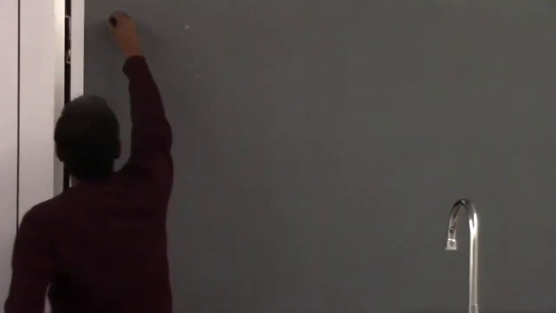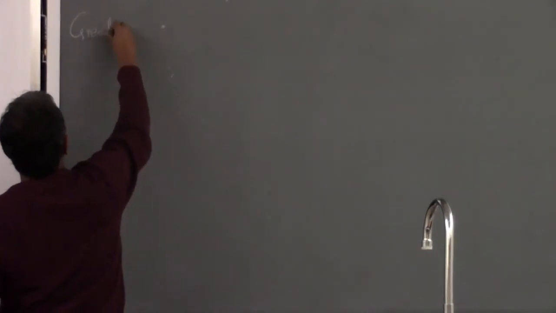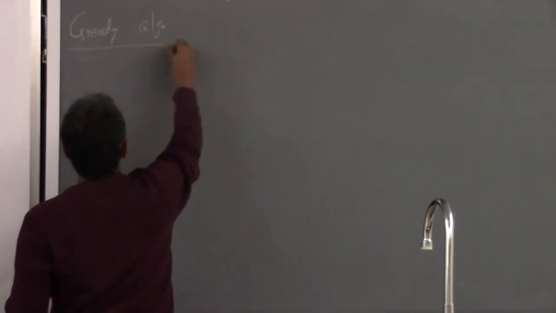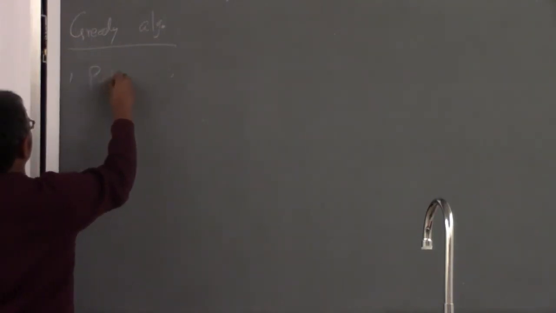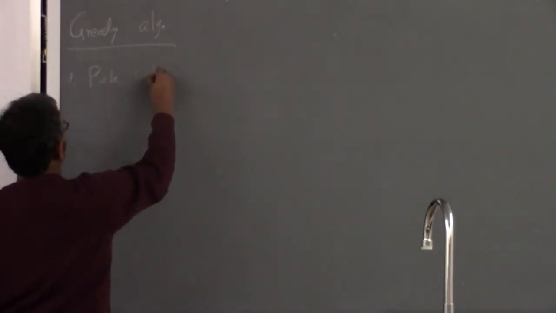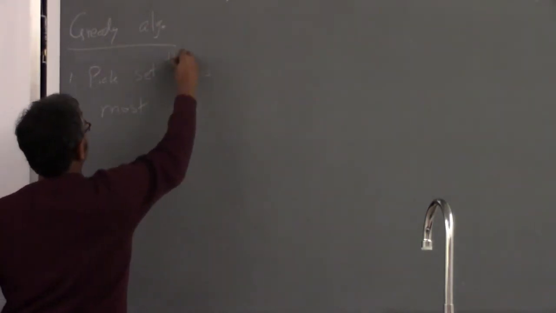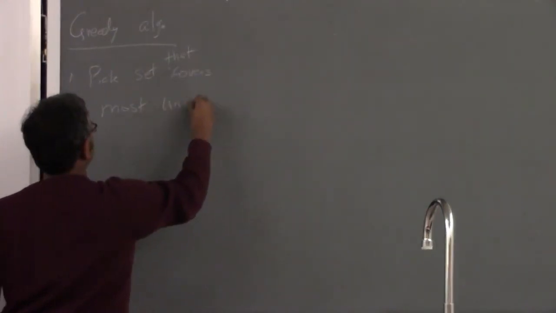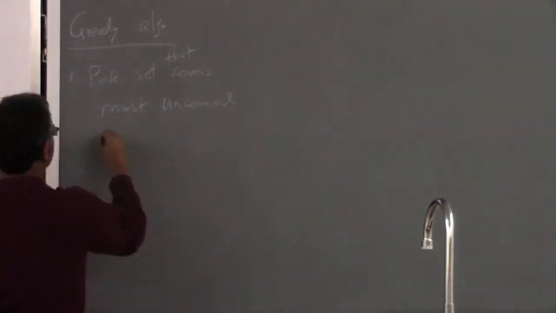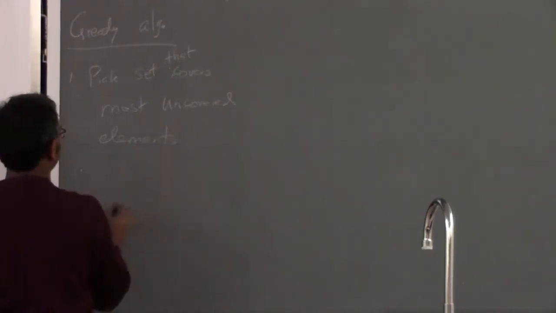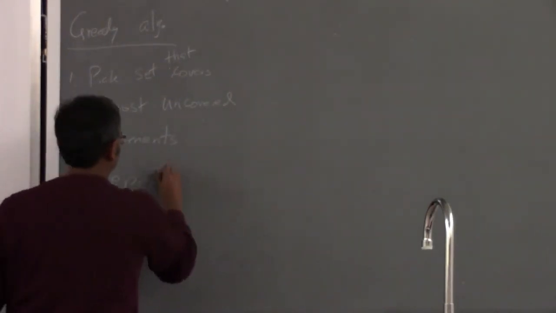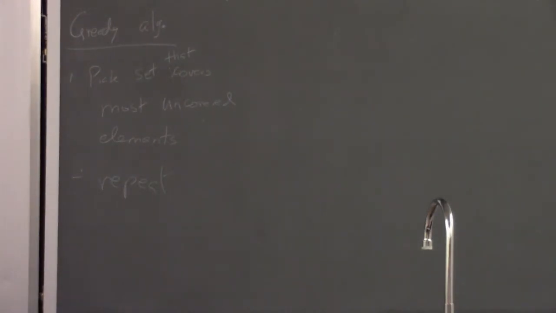So the greedy algorithm for this is: pick the set that covers the most uncovered elements. Repeat. That's it. Very simple algorithm, it is greedy. We are making a local decision. How well does this do? This is the question you want to ask. How well does this algorithm actually do?